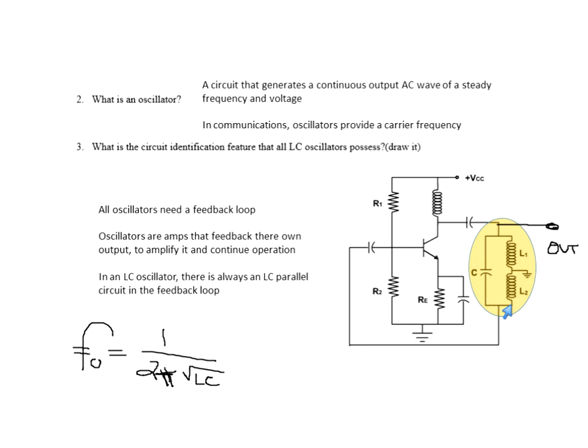So, what is the circuit identifying feature that all LC oscillators possess? Well, they're a common emitter amp. It has a feedback loop from output to input, and in that feedback loop you will have an LC circuit. That tells you it's an oscillator.